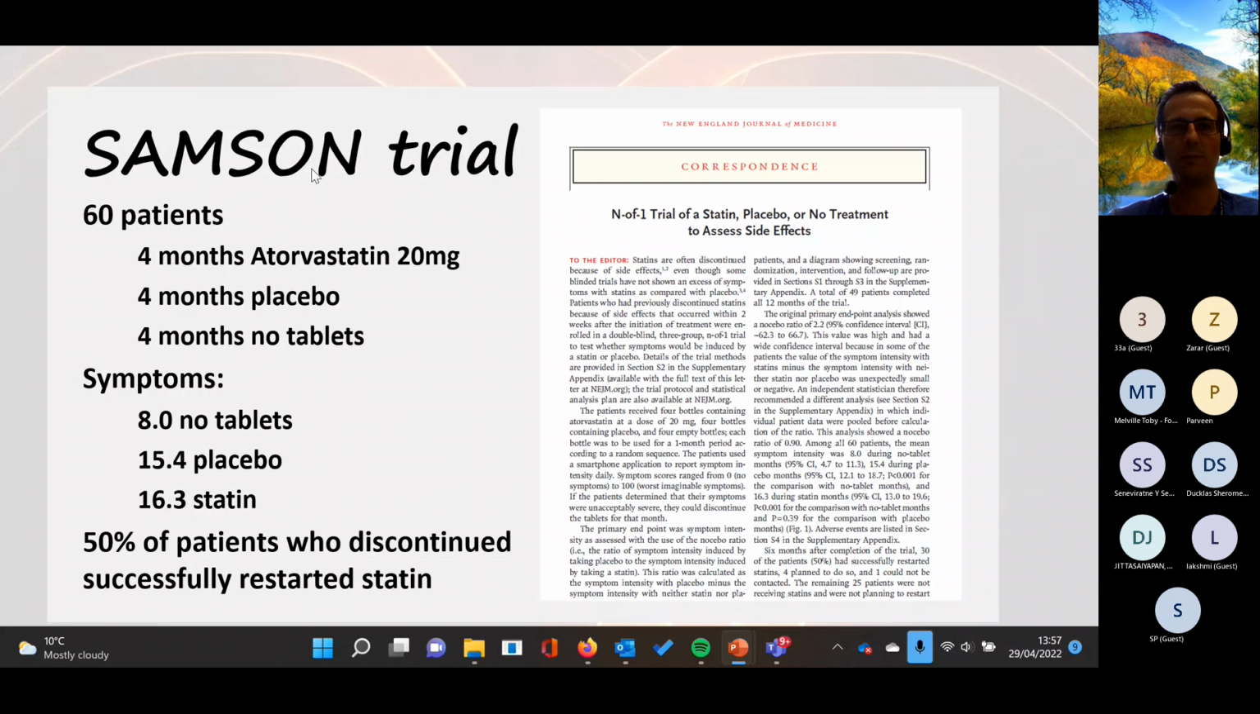So something to tell patients about who tell you they get musculoskeletal chest pain with atorvastatin. Please be respectful about it. Don't disregard their concerns. But the SAMSON trial tells us that a lot of the concerns are not because of the statin.